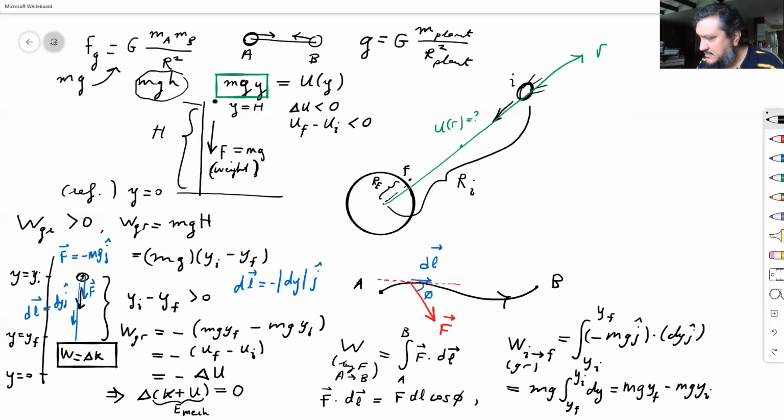Sorry, I put the wrong one here. Let me erase this. We already changed the limits, so this is y initial. Move pen. Try to move the pen here. Eraser.